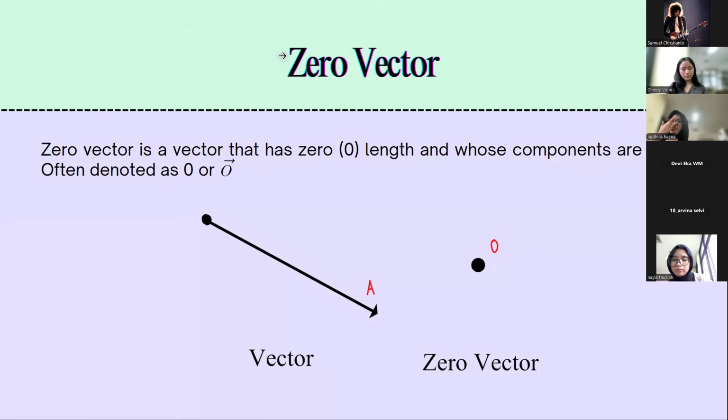Okay, next is the zero vector. A zero vector is a vector that has zero length and whose components are all zero, often denoted as 0 or zero vector. As we can see in the picture, there is a difference between the vectors. There's a vector A and the zero vector, which has no length and whose components are all zero.